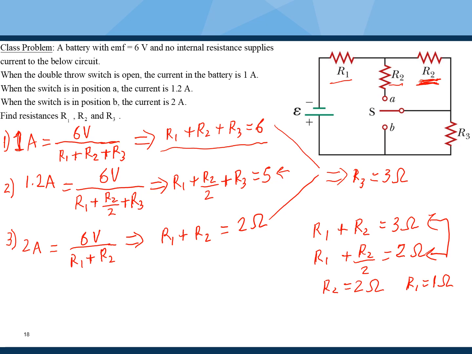In the second equation, we're told that R1 plus R2 over 2 plus R3 is equal to 5, which means that 1 plus 2 over 2, which is just 1, plus 3 is equal to 1 plus 1 plus 3, which is equal to 5.